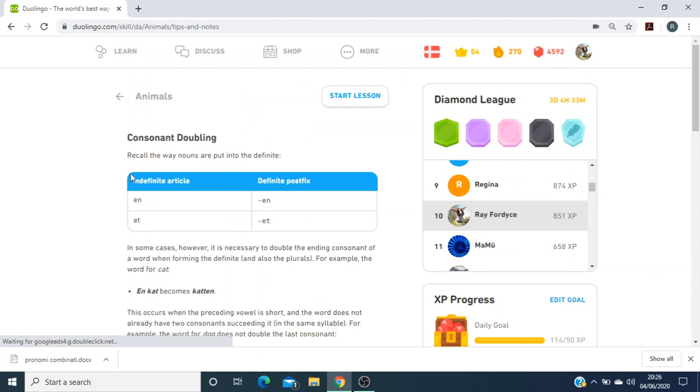Consonant doubling. Right. Recall the way nouns are put into the definite: en or et at the beginning of a word if you're saying the indefinite article, and en or et at the end of the word if you're saying the definite article. In some cases, however, it is necessary to double the ending consonant of a word when forming the definite and also the plurals. So the example here is the word cat. So en kat becomes katten.